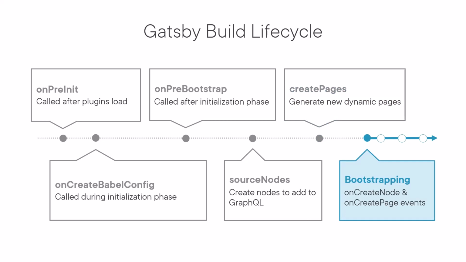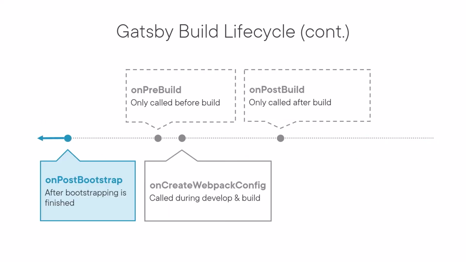They're the onCreateNode and onCreatePage events. The onCreateNode event lets us transform nodes for a transformer plugin. The onCreatePage event was featured earlier in the course to add additional page context. Once all the nodes and pages have been created, Gatsby invokes the onPostBootstrap hook, signaling the bootstrap phase is complete.